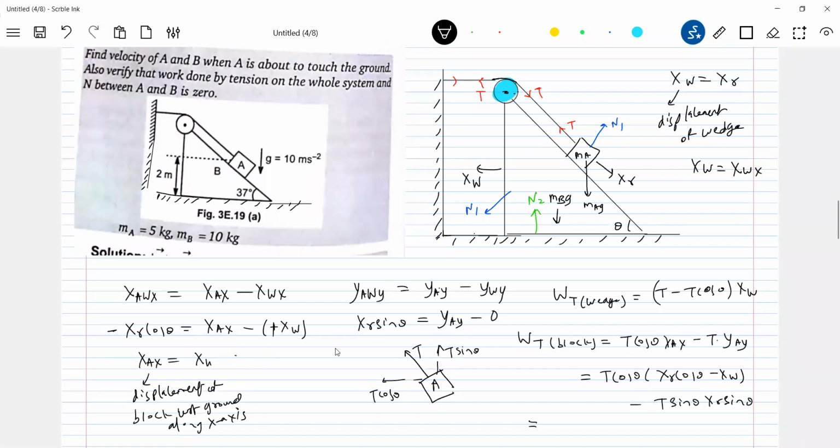XAX should be equal to XW minus XR cos theta, because I defined XW positive. If towards left I take positive, then towards right should be negative here. All of you look, I made some changes here, the plus and minus sign. The wedge will move towards left here. XR cos theta will be towards right. So these two should have opposite signs. And towards left, I'm taking positive. So here it should be XW minus XR cos theta.